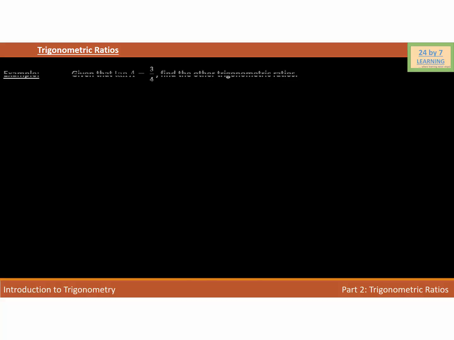Trigonometric ratios example. Given that tangent A is equal to 3 over 4, find the other trigonometric ratios. So as you can see, it is given that the tangent function is basically 3 over 4. So I'm going to write tangent of A is equal to 3 over 4. Now, in order to understand what this actually means, I'm going to draw a right triangle.